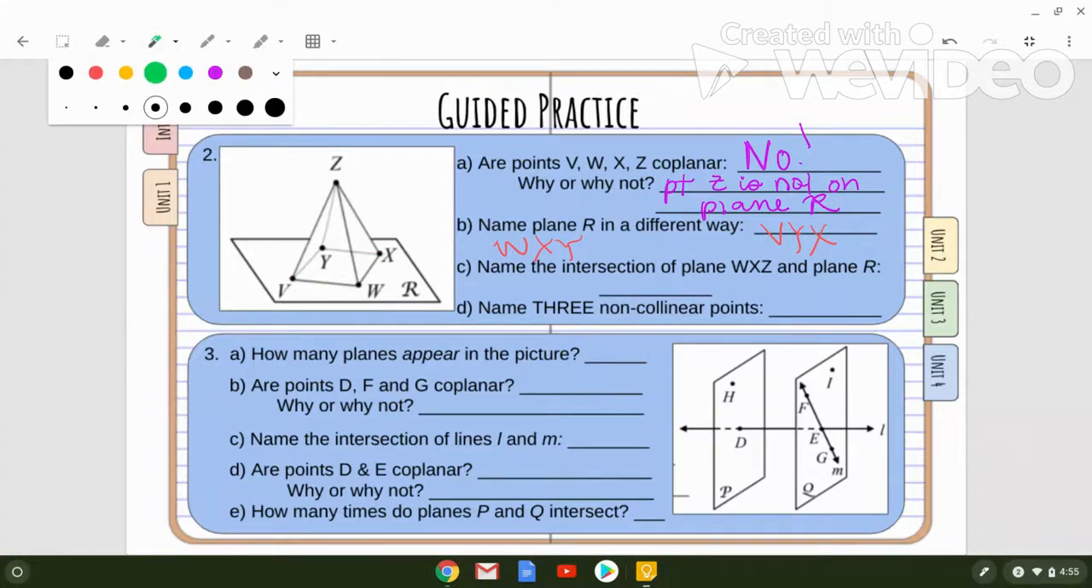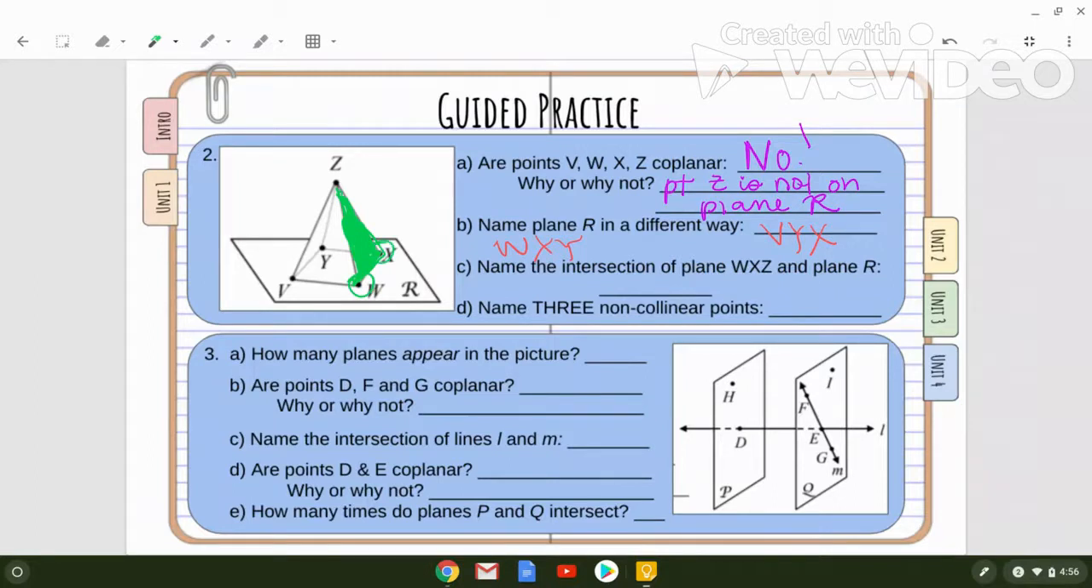Name the intersection of plane WXZ. So WXZ is this side, it's this whole side of the pyramid, that triangle part, okay? Which is sitting above. Well, where does this triangle touch the flat surface? Hopefully you can see down here, it touches at W and it touches at X.